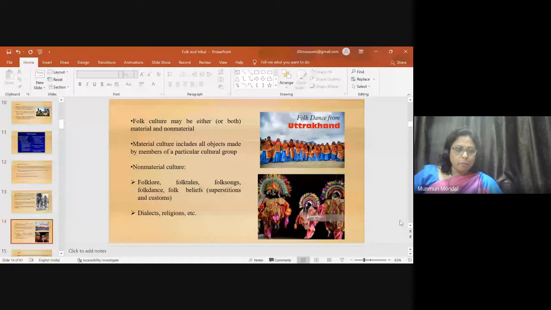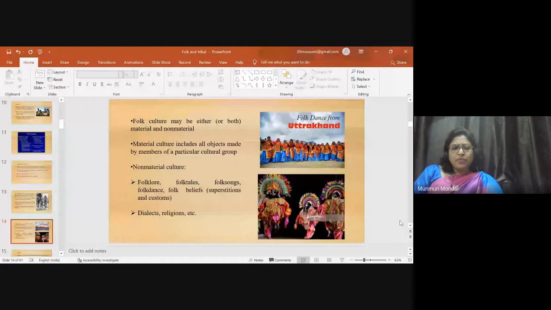Now I am moving to the different folk dances, songs, paintings. These are an integral part of the folk culture. And when we talk about the different forms of folk culture, both material and non-material can be there.